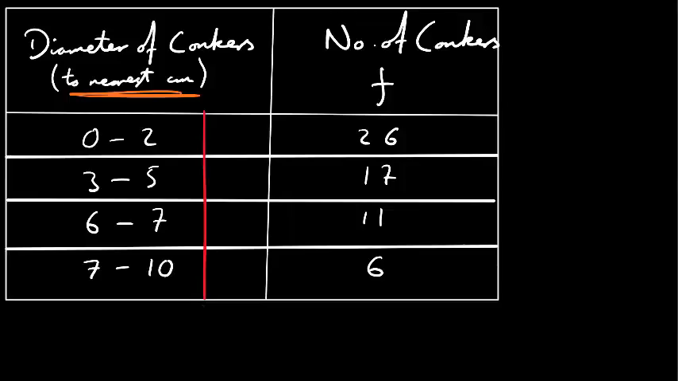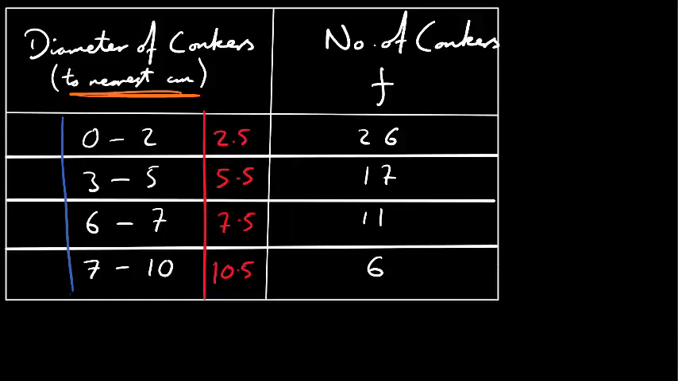So looking from 0 to 2, what's the highest value that my conker can take in order to be included in this interval, bearing in mind it's rounded to the nearest centimetre? Are you happy it could be up to 2.5 centimetres? Because anything up to 2.5 centimetres will be rounded into this interval. Then the next one, 5.5, anything up to 5.5 centimetres will be rounded down to 5. 7.5 centimetres for the next interval, because anything up to 7.5 will be rounded down and included in that interval. And then 10.5 for the next one, because anything up to 10.5 will be rounded down and included in that interval.